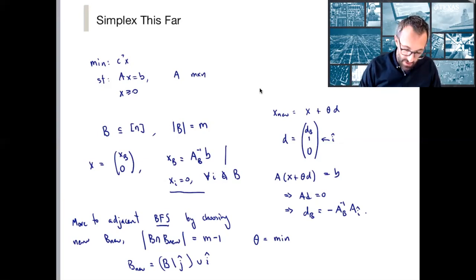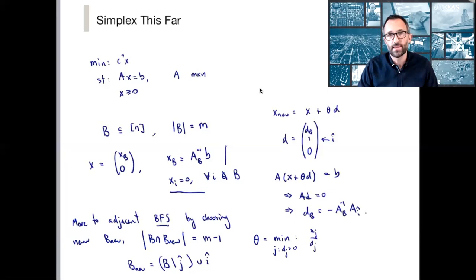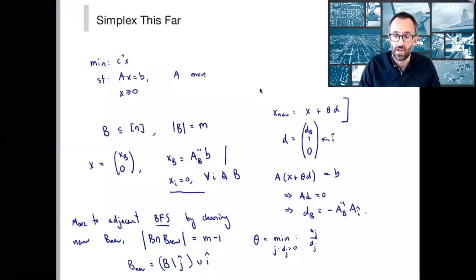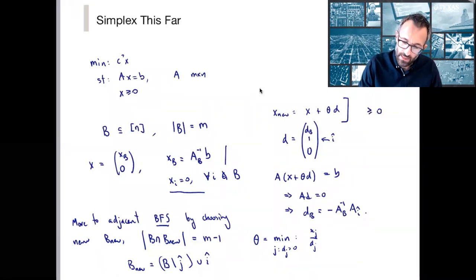So theta is equal to the min over all j such that dj is positive of xj divided by dj. And again, we get this immediately by looking at this expression for x nu, and the requirement that x nu has to be non-negative. Okay, so this is where we are.